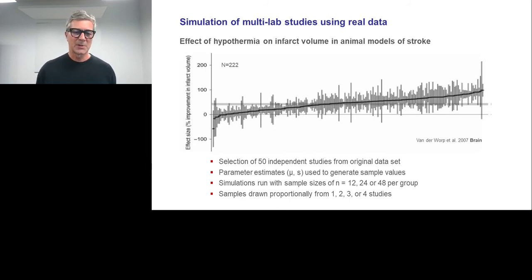We then used the parameter estimates as they were reported in the papers, the mean and the standard deviation, in order to generate sample values. And with these data, we then ran simulations with different sample sizes. In some cases, we used sample sizes of 12, in others 24 or 48 animals per group. Samples were taken proportionally from either 1, 2, 3, or 4 studies in order to mimic single lab studies and also multi-lab studies, including 2, 3, or 4 laboratories.